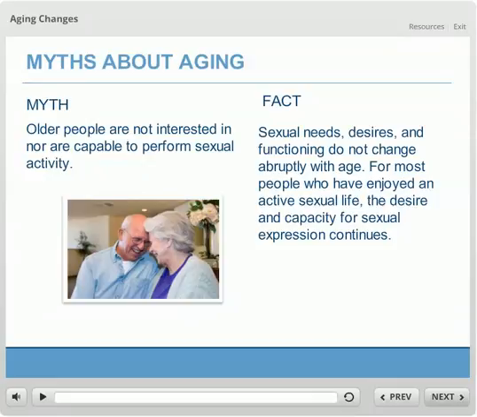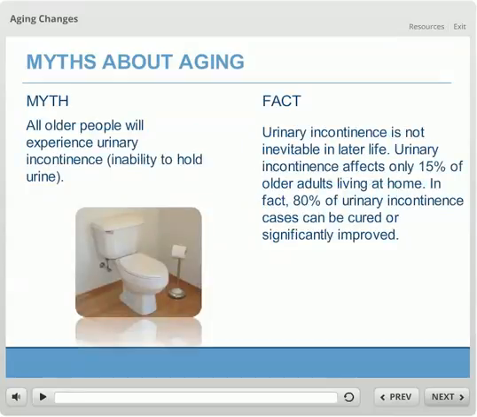Myth: older people are not interested in, nor are capable of, performing sexual activity. Fact: sexual needs, desires, and functioning do not change abruptly with age. For most people who have enjoyed an active sexual life, the desire and capacity for sexual expression continues.